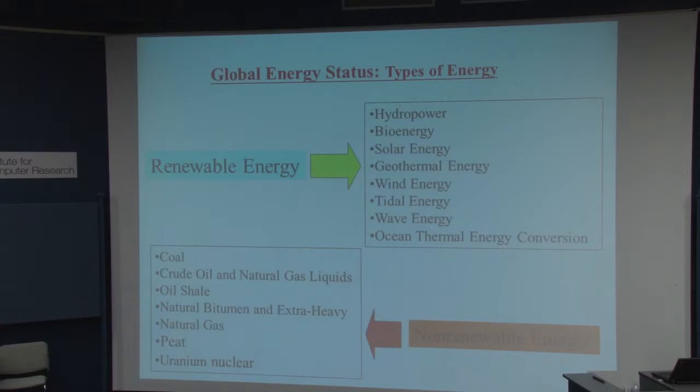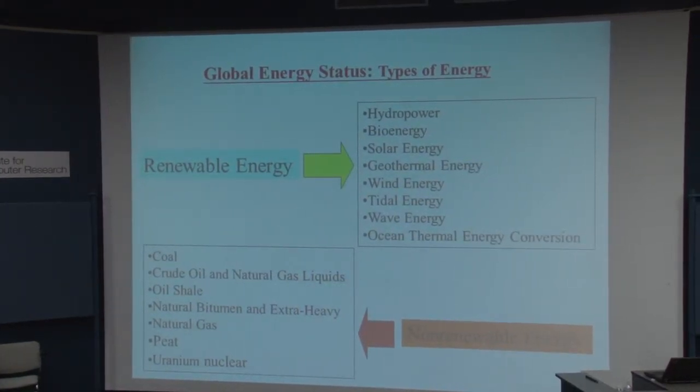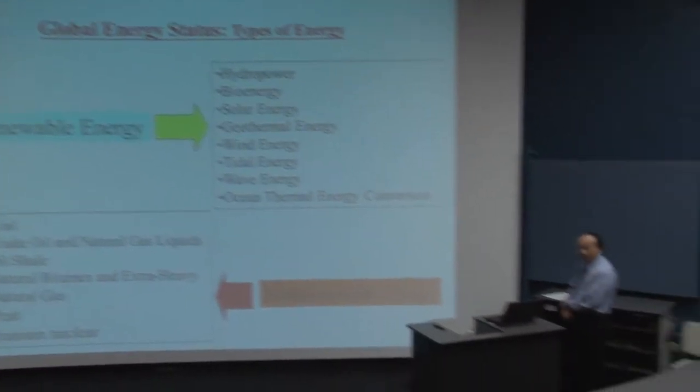This slide shows you some introduction about the types of energy globally at this moment. We can classify two kinds of energy, right? One is renewable energy, another is non-renewable energy. I think everybody knows the renewable energy, including hydropower, bioenergy, solar energy, geothermal energy, wind energy, etc. And non-renewable energy includes coal, oil, natural gas, etc. For example, peat, which is found in the north part of Canada, has several meters of dead organics. These are the two types of energy at this moment.